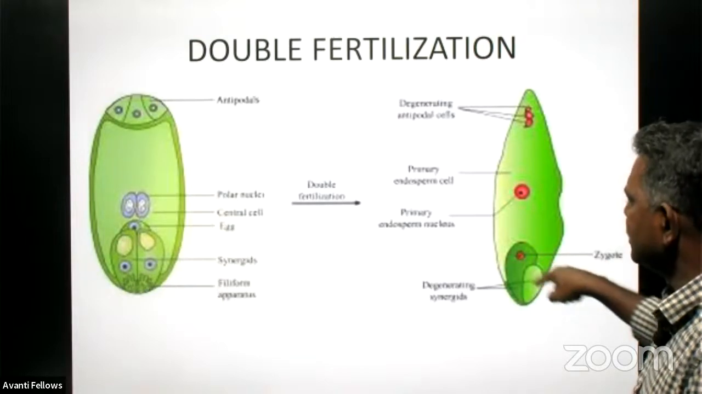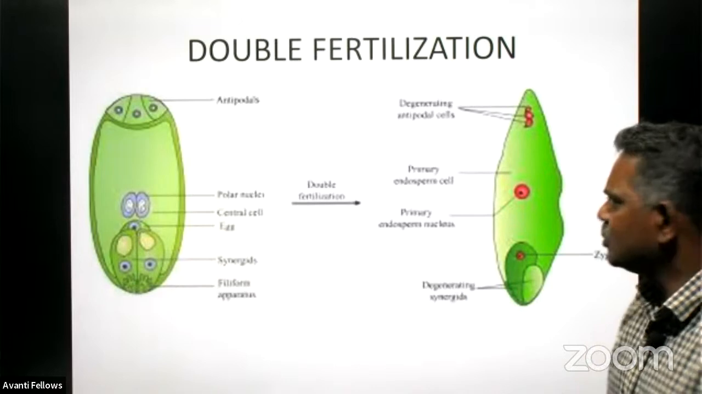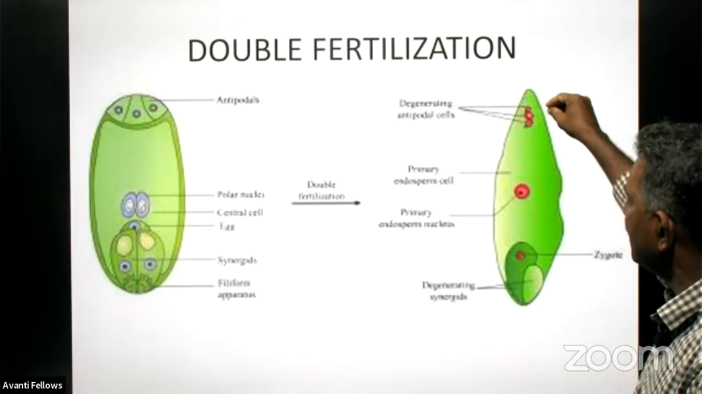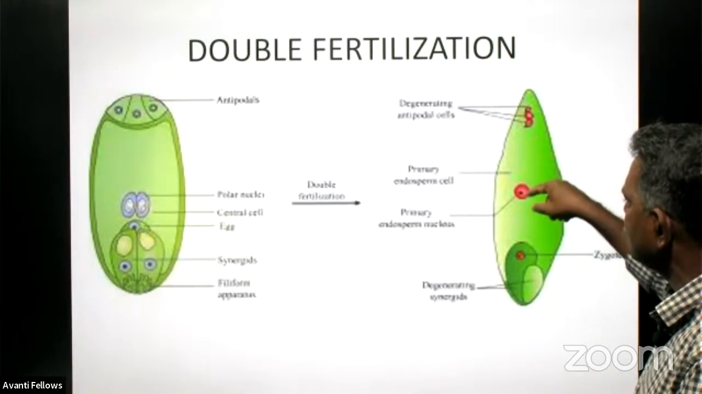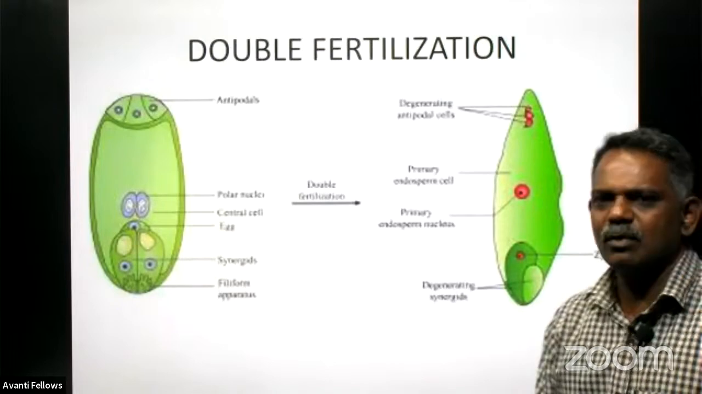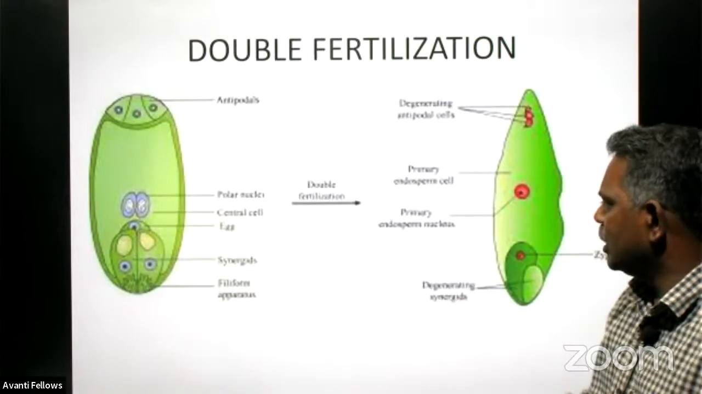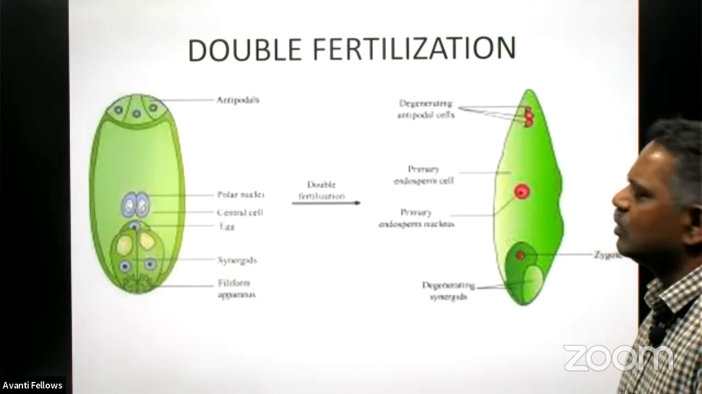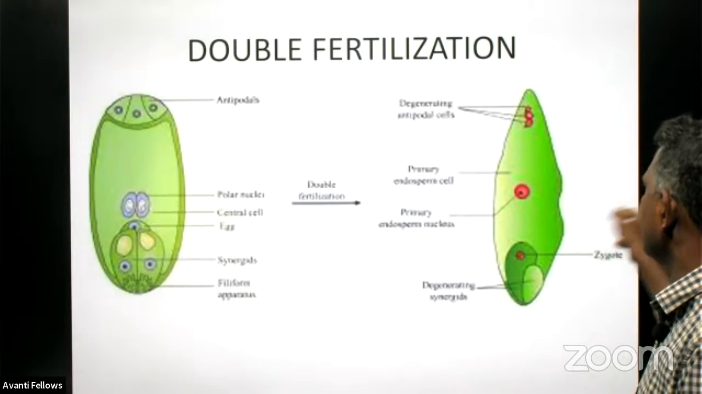Then here we can see the synergid cell, and it does not have any significance, so naturally it disintegrates. The nutrients from these cells will also be utilized by the primary endosperm nucleus cell as well as the zygote for development. And through plasmodesmata, it can be reached to what? The primary endosperm nucleus, so it goes for further development.